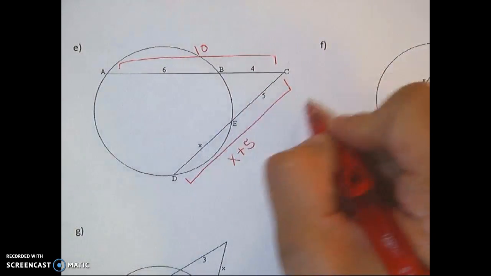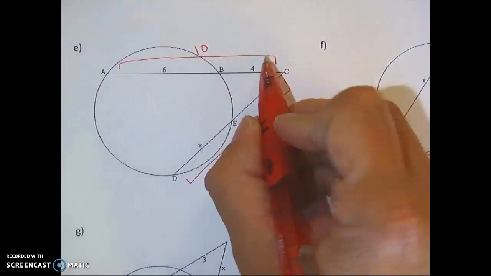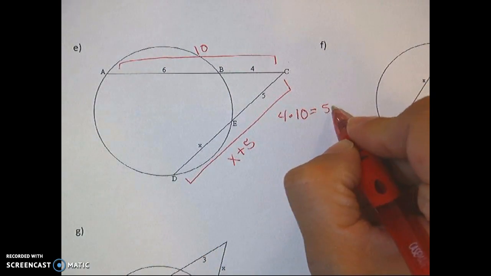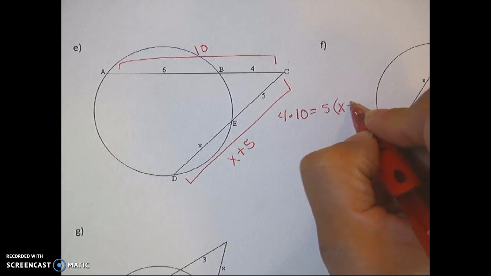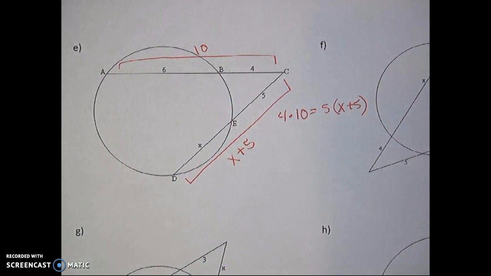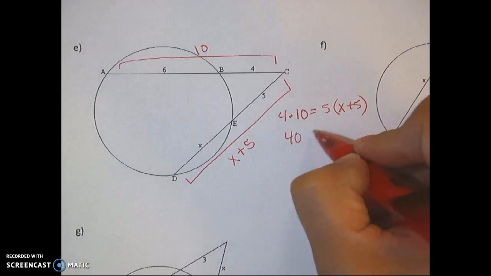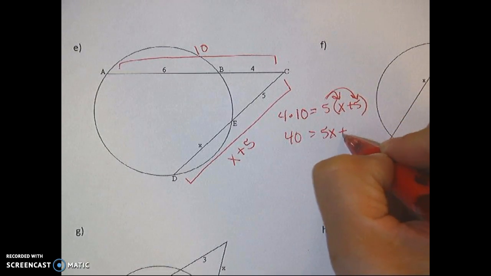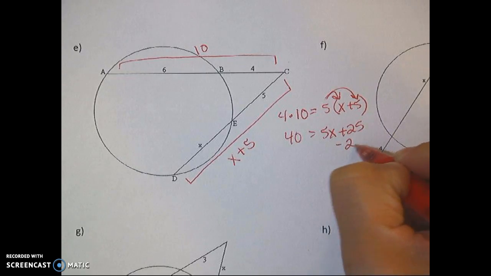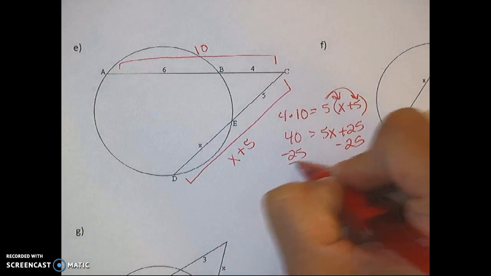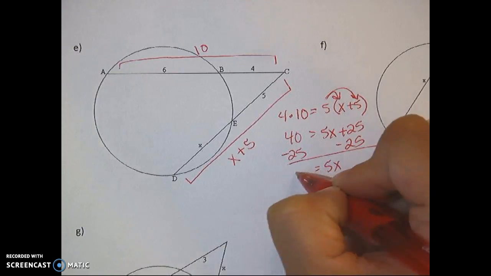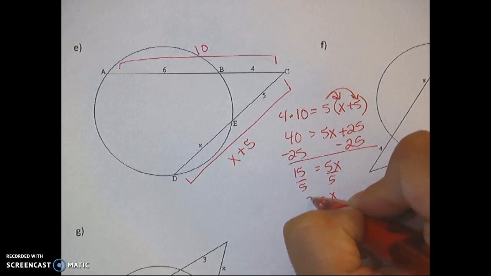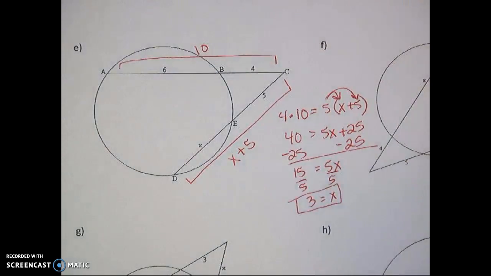So the external part here is 4 times the whole segment is 10. The external part here is 5 times the whole segment is x plus 5. And I'm just going to solve this equation. You end up with 40 equals, distribute your 5, 5x plus 25. Subtract 25 from both sides. You get 5x equals 15. Divide by 5. And x equals 3.